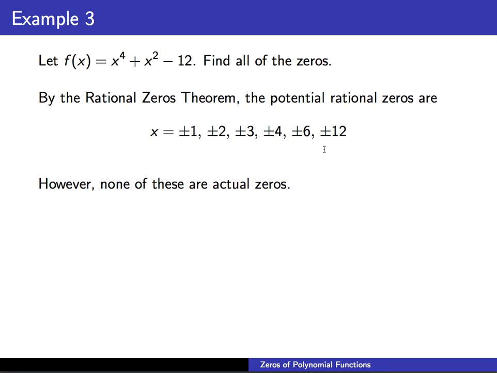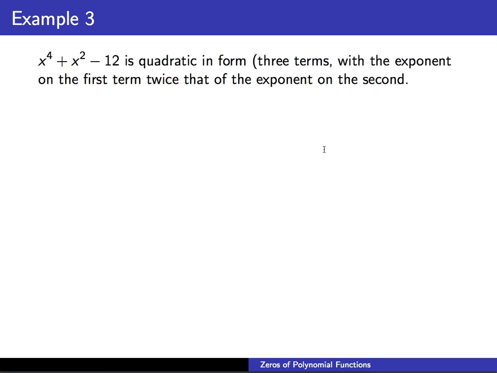So what do we do? How do we find the zeros of something when they're not rational? Well, if they're not rational, then there's one of two possibilities remaining. Either they are irrational, such as the square root of 6 over 2, that's an irrational zero, or they're imaginary. So it's possible to have imaginary zeros as well.